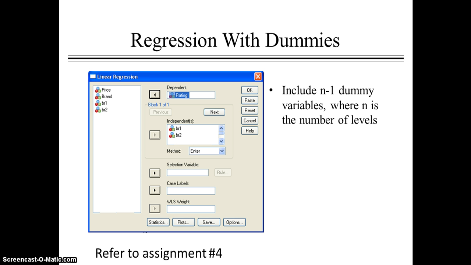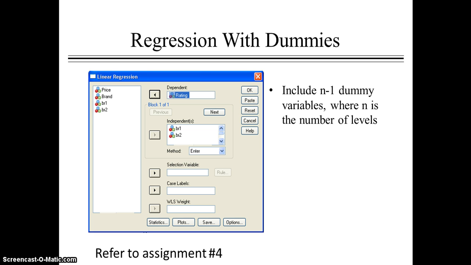Okay, this video is to help you guys prepare for your final. So let's just start with regression and some of the things you need to know for the final, for sure. One thing for sure you're gonna have to know how to do is create dummy variables. So hopefully you remember how to do that. If not, refer to assignment number 4 and some of the videos I made prior.